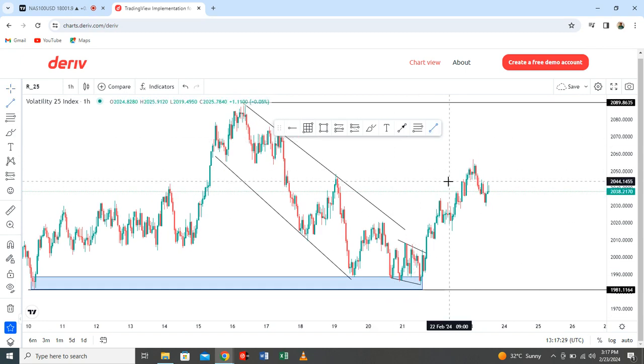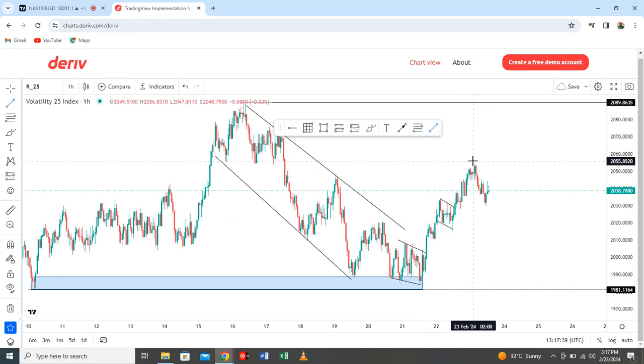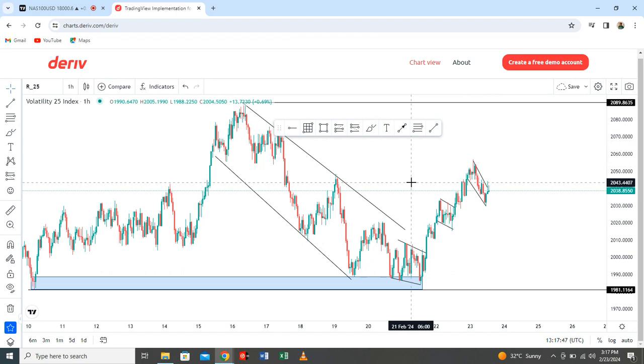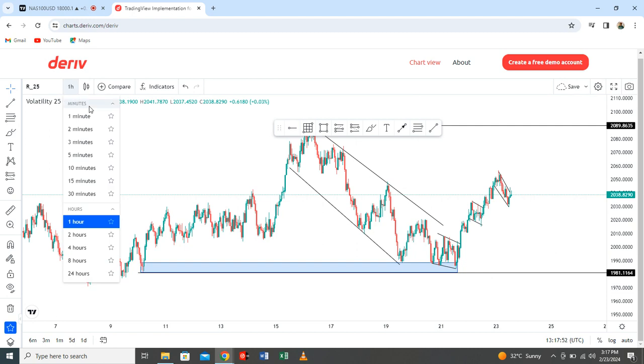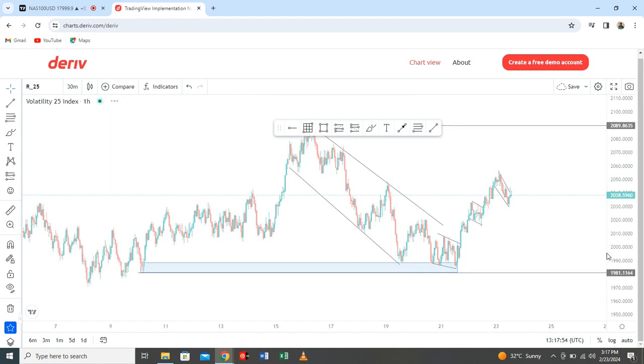So I still believe that we had a continuation pattern here, and now I still believe that the price is giving us some form of a continuation pattern here again. Remember, as I said, it's impulse, correction, impulse. Now I'm gonna move into the 30 minutes time frame.